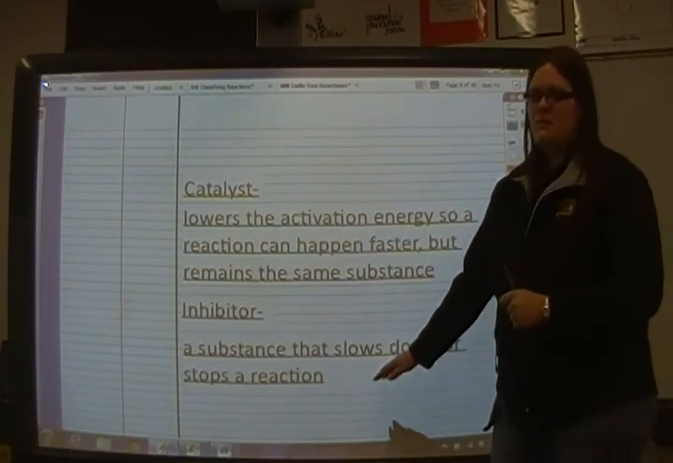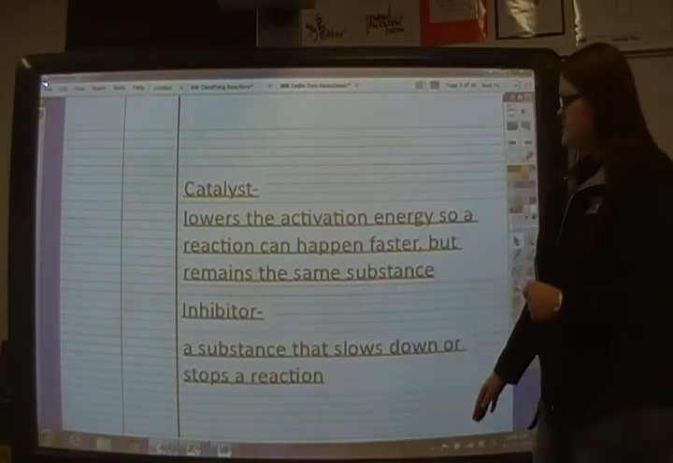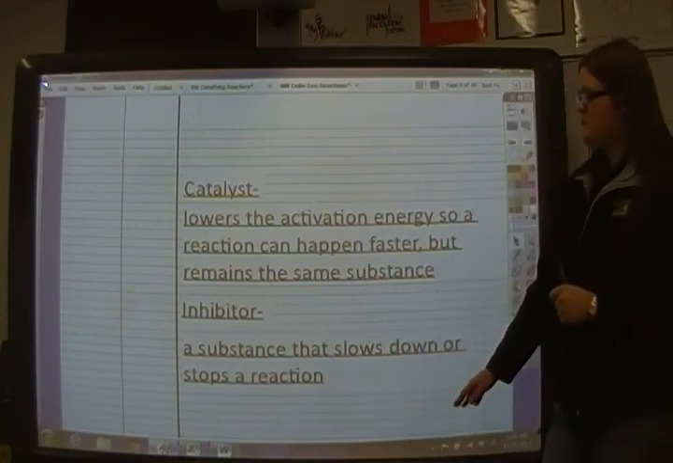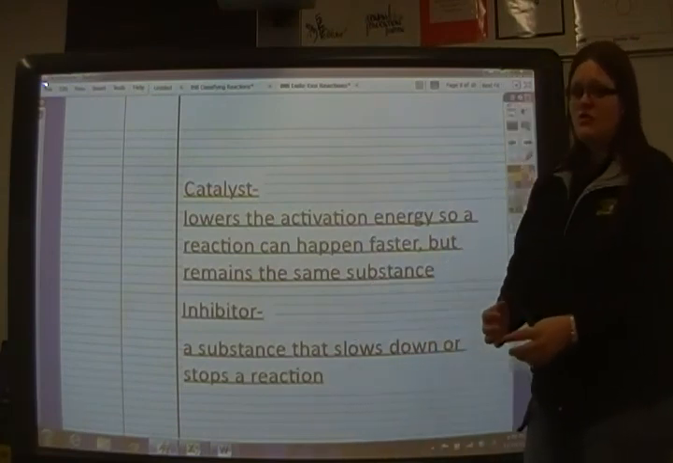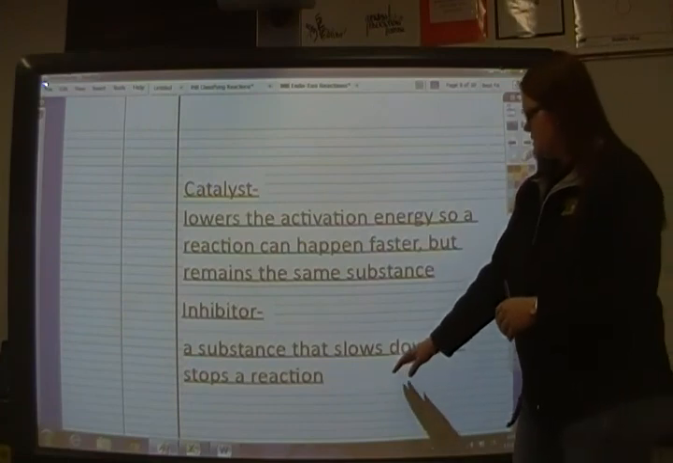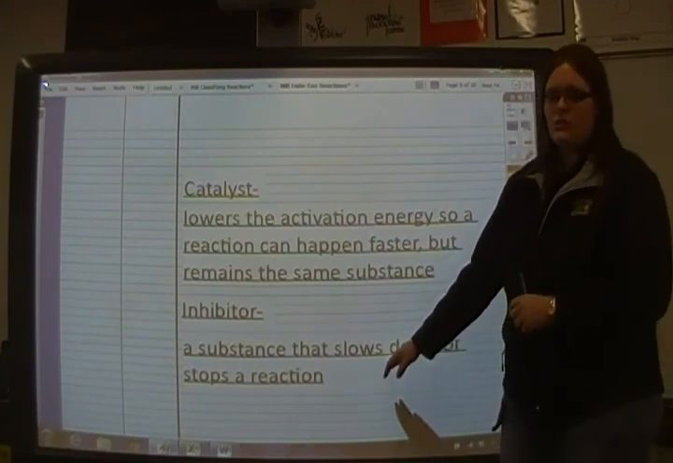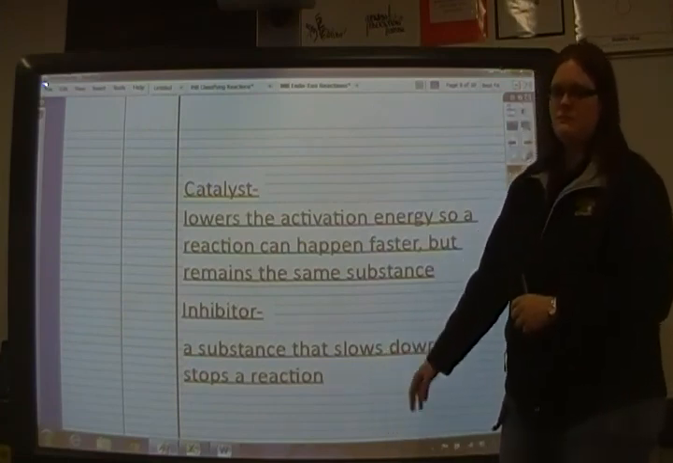An inhibitor is the opposite. It's a substance that slows down or stops a reaction. So again, the inhibitor itself does not participate or change in the reaction, but it does slow down a reaction or even stop a reaction.